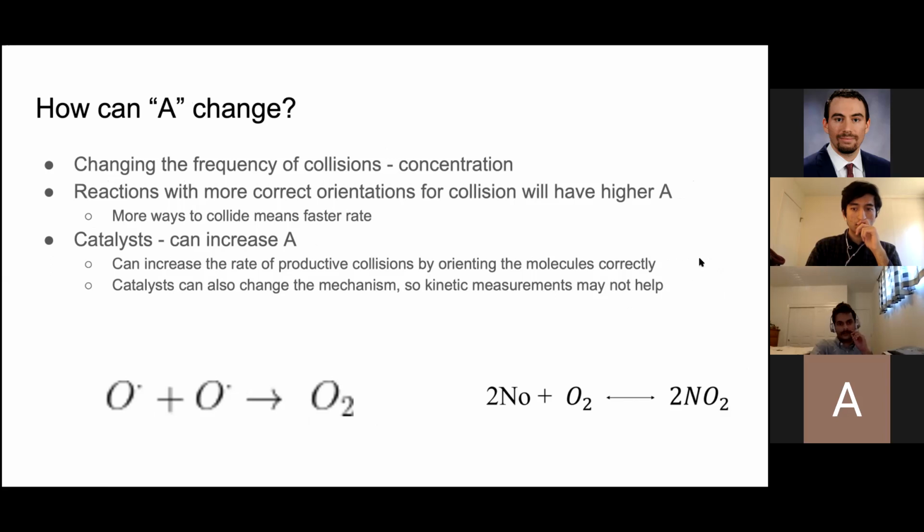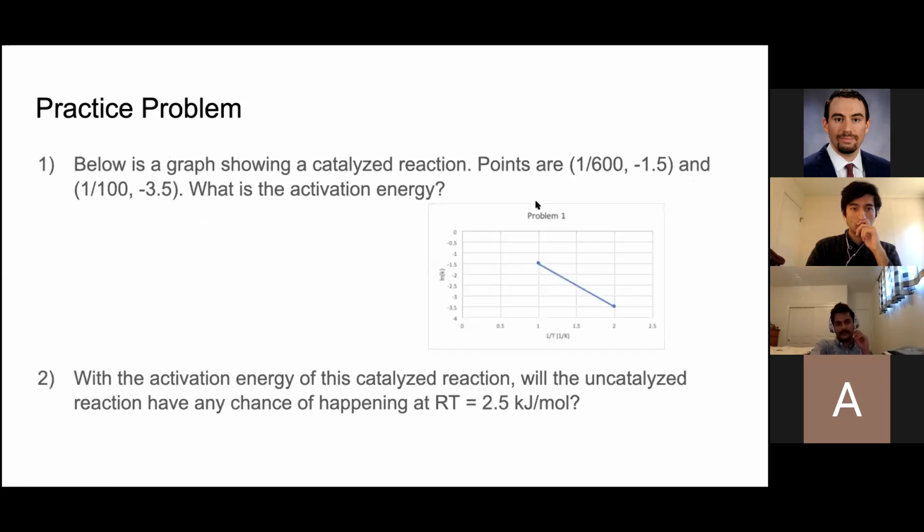Okay, we'll do a quick example problem. This is pretty similar to your homework problem. So you have a graph showing the catalyzed reaction. These points are 1/600, -1.5, and 1/100, -3.5. It's asking you to find the activation energy. The x-axis is 1 over T, units 1 over Kelvin, and your y-axis is ln of K.